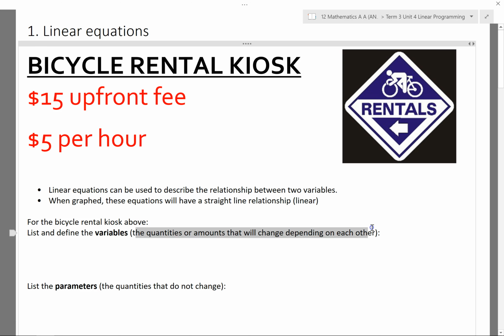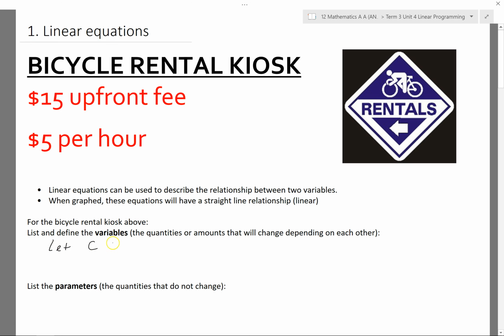What that means is, if I asked you, how long can I rent the bike for? You'd say, well, it depends how much money you have. If I asked you, how much does it cost me to rent the bike? You'd say, it depends how long you want to rent it for. So we can see that there's two quantities that clearly depend on each other, which are the cost of renting the bike and the time. So I'm going to define these variables by saying, let C be the cost and let T be the time.